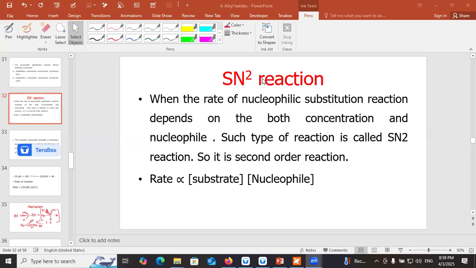Hello, good evening. SN2 reaction. When the rate of a nucleophilic substitution reaction depends on both the concentration of the substrate and the nucleophile, it is called an SN2 reaction. So it is called a second order reaction. Rate is proportional to substrate and nucleophile.